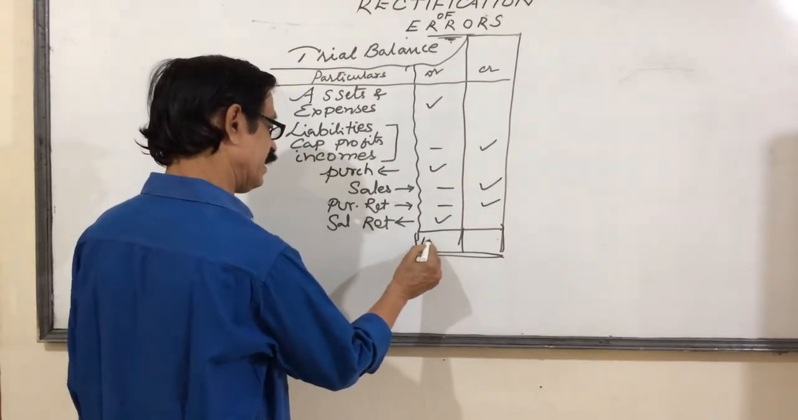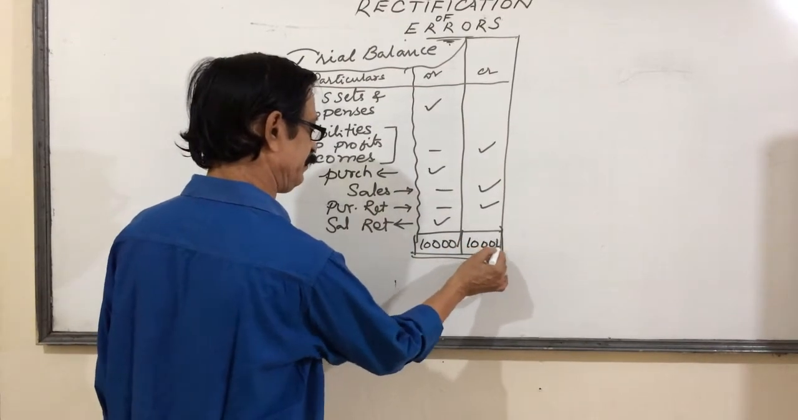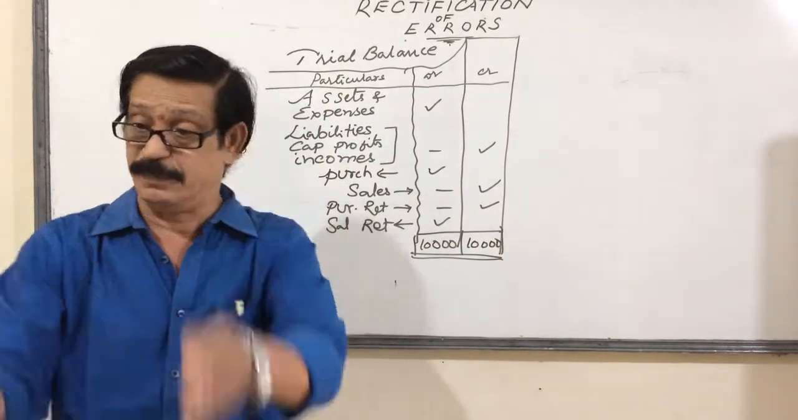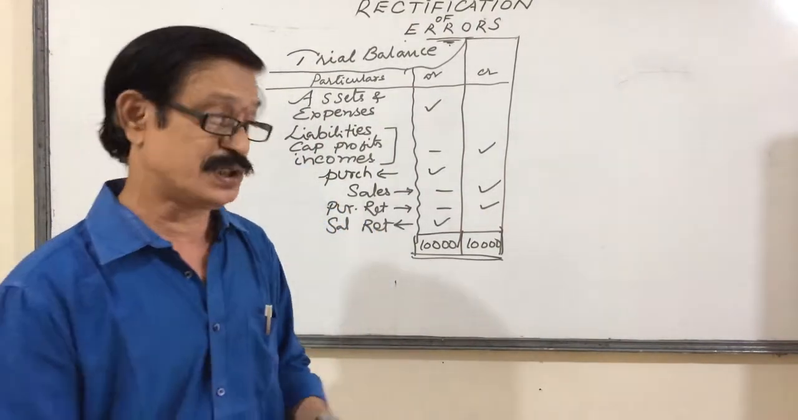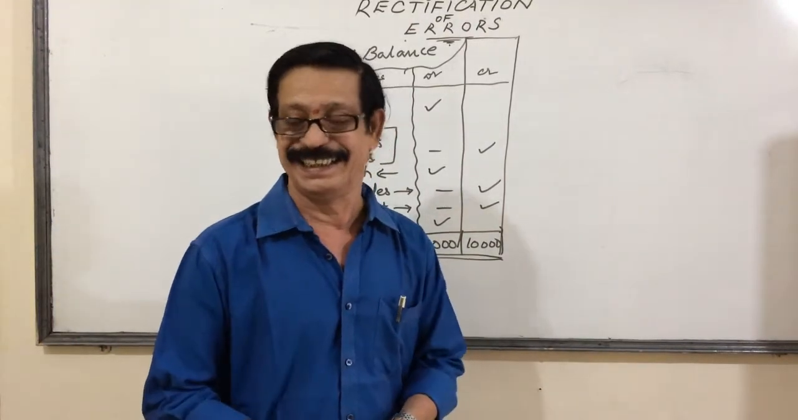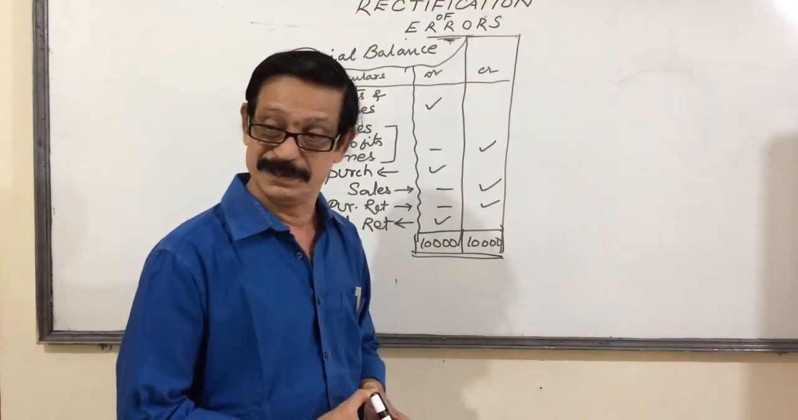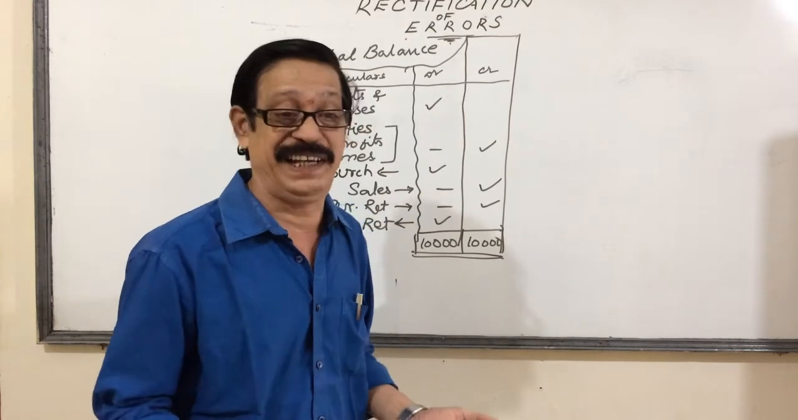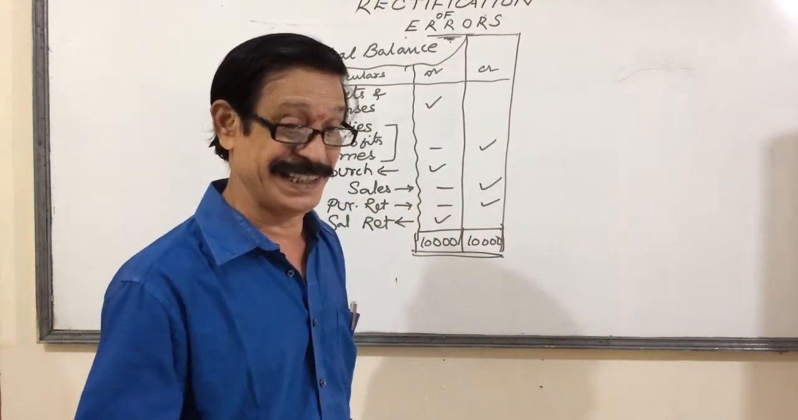Suppose here the total is 10,000, and here also the total is 10,000. The total debit side you got 10,000 and the credit side also you got 10,000. So the trial balance is tallied. Then you can feel that you are correct and your books are also correct. No errors are there. We can feel that there are no errors. But actually there may be a chance of errors.